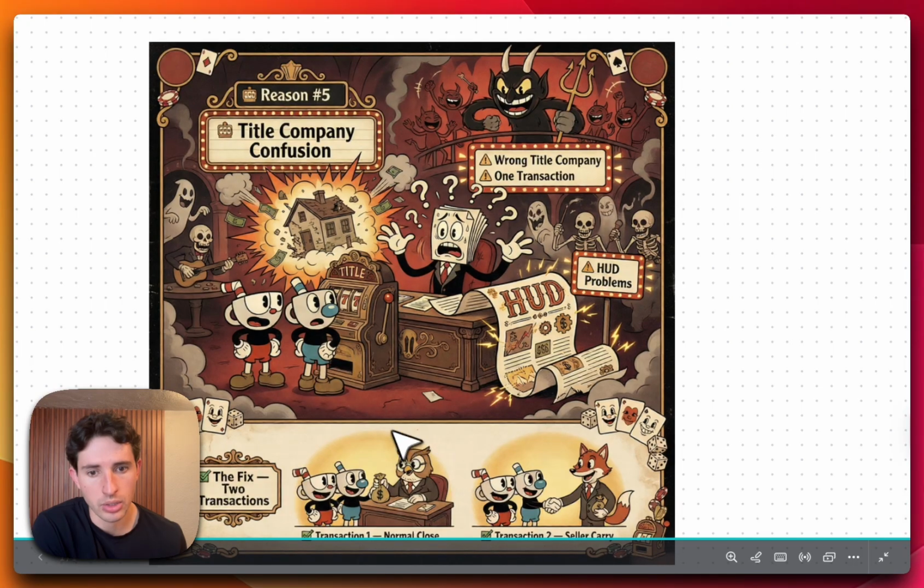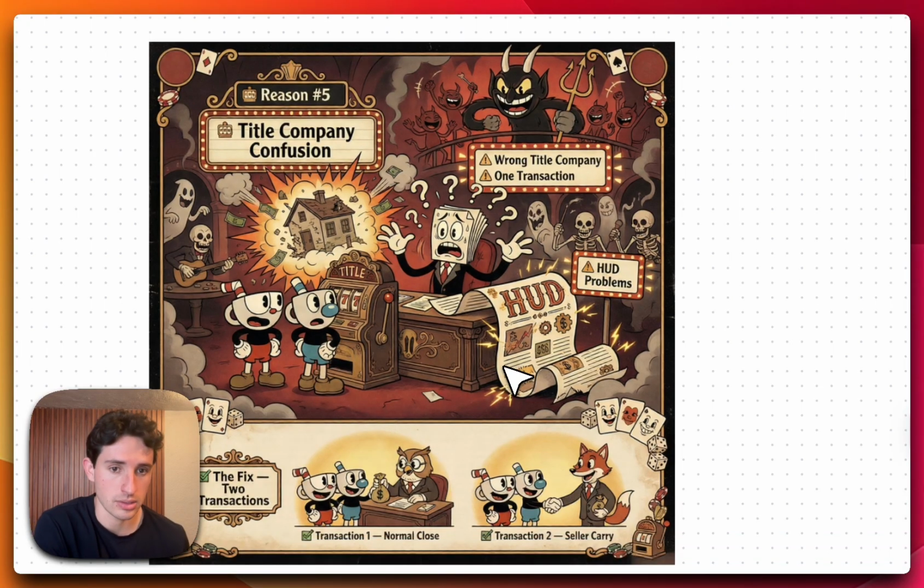Transaction 1, normal close, a cash transaction. Transaction number 2, a seller carryback transaction. So what does this mean? 99% of title companies are gonna tell you, yeah, we can do it. Well, when it's time to close, when we give the instructions to the title company on how to disperse the money, the escrow holdback, all of that stuff, they don't know how to do it.